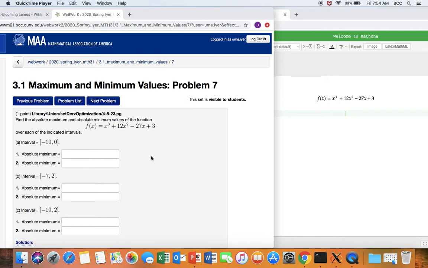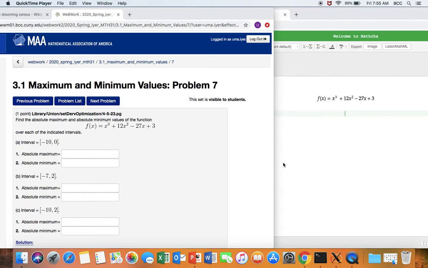Welcome back. So this is problem 7, section 3.1. The question is: find the absolute maximum and absolute minimum values of the function f(x) equals x cubed plus 12x squared minus 27x plus 3. The procedure is we first find critical values, critical numbers of this function, and then based on the intervals to be used, we use the endpoints also.